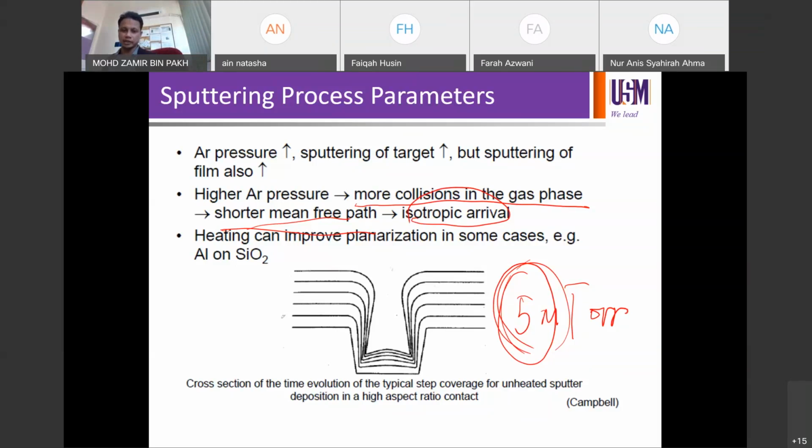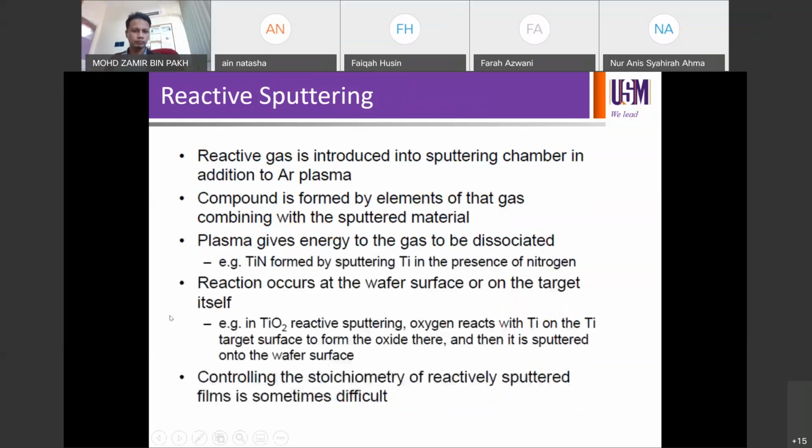Heating can improve planarization in some cases. This is the thing that I mentioned now. If you induce heating, you can still manipulate the final position of the atoms or the molecules landed during the sputtering process. If you don't put anything, that will just land there and then stay put forever. Okay. So reactive sputtering is what we discussed now.